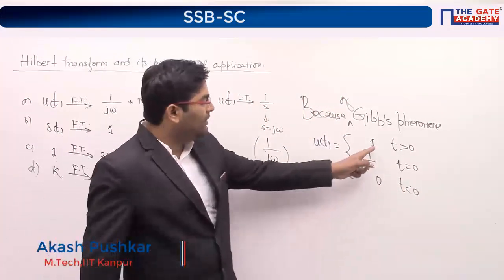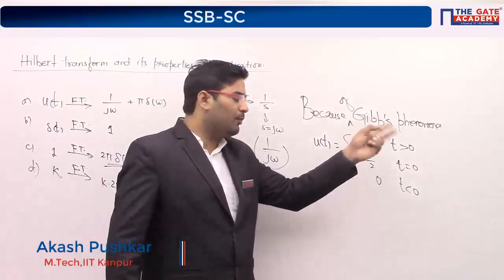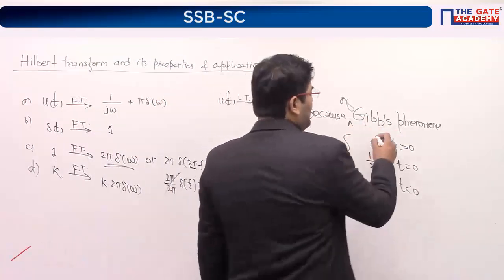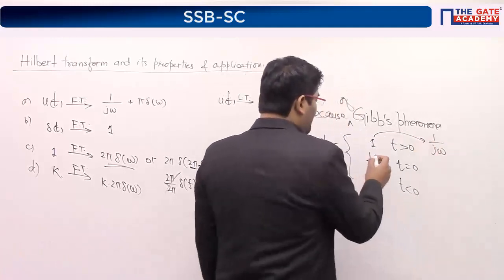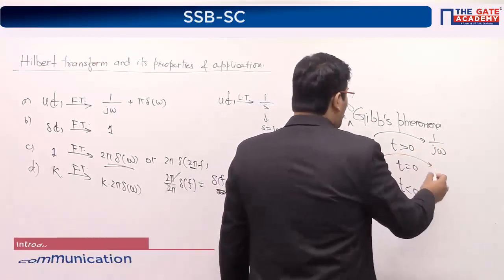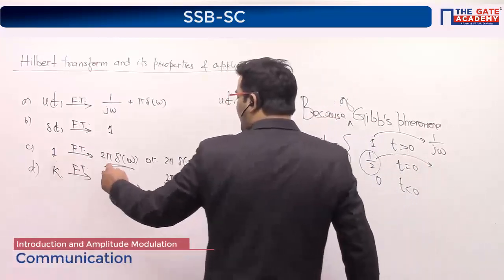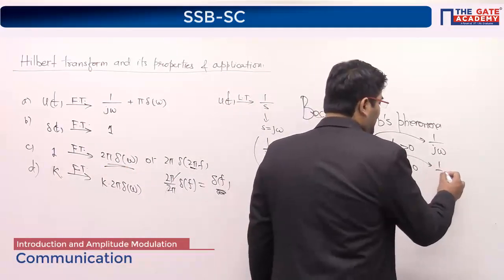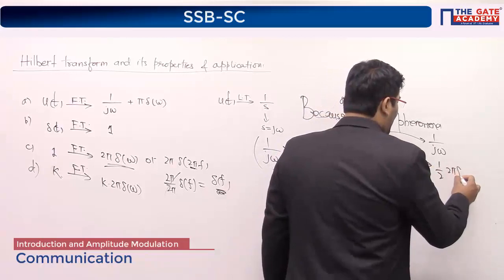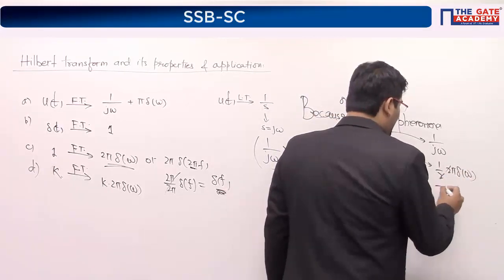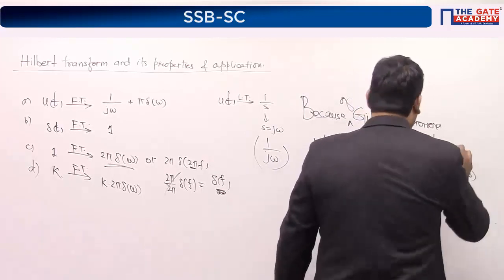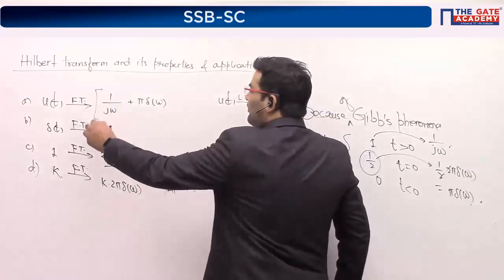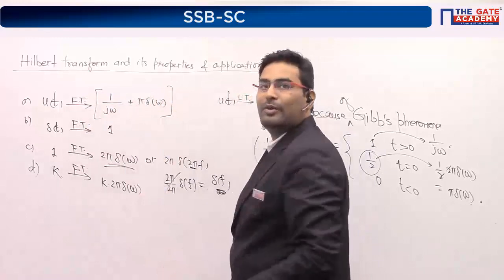For u(t) equal to 1 for positive t, the transform is 1 by j omega, no problem. But because of this half, what is the Fourier transform of 1? It is 2 pi delta(omega). So the Fourier transform of half is half times 2 pi delta(omega). The 2 cancels, so it is pi delta(omega). Combining these two, you write 1 by j omega plus pi delta(omega).